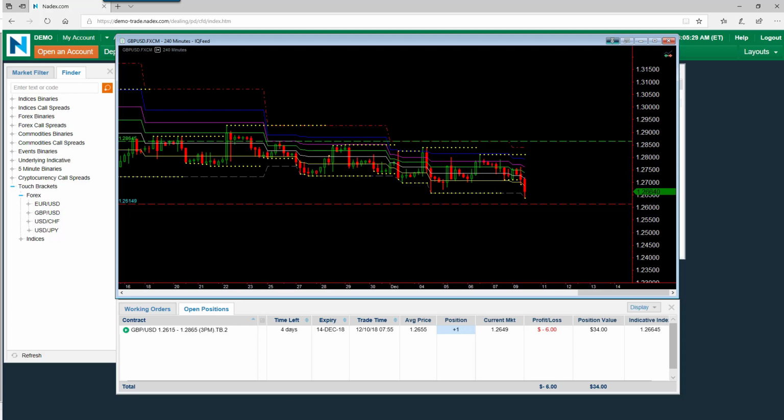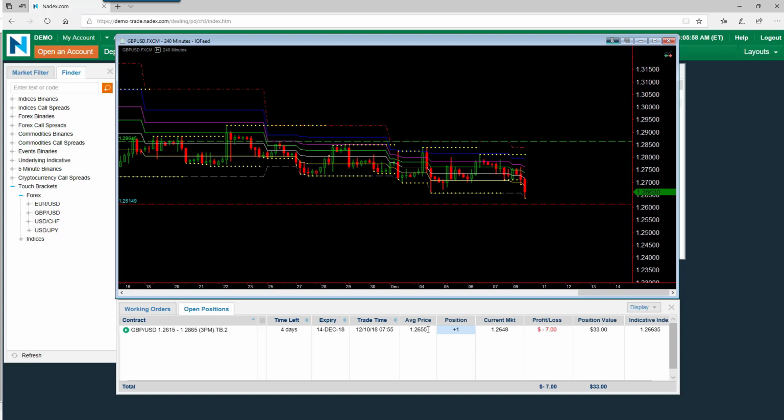You do have a floor and a ceiling, and in this case, I'm trading the British pound dollar. My floor is at 1.2615. You can see that over here. The floor is on the left-hand side. The ceiling is over here on the right-hand side. It's at 1.2865.